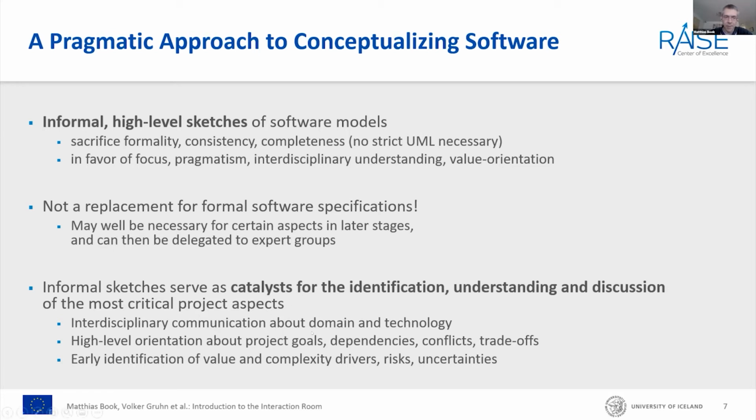So these sketches that we draw in the interaction room should be catalysts for the identification, understanding, and discussion of what are the most critical project aspects. And that would be understanding domain and technology on both sides. Understanding what the goals are, what the dependencies are, conflicts and trade-offs. So what are the forces that are pulling us in the different technical and methodical directions, and where do we find a compromise, a middle ground that will deliver the results we need with an effort that is realistic. And what are the things, value and complexity drivers, risk, uncertainties that could derail us on the way.